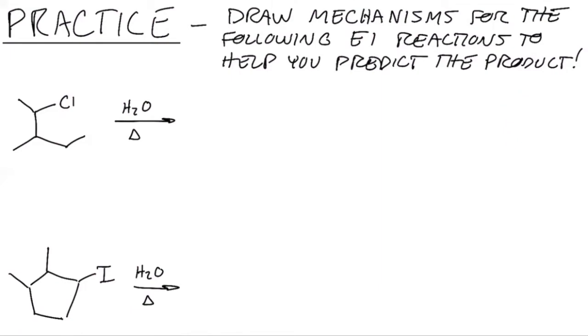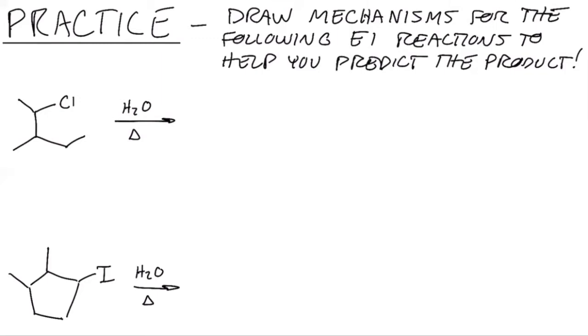We have a chloride, we have H2O, and we have heat. Here I already told you that we're going to be doing E1, but make sure that you're looking out for these key signs to tell you that we're doing E1, if I weren't to have told you ahead of time. We have a weak nucleophile, water. We have the key of heat here, which tells us that we are going to be favoring elimination, not substitution.